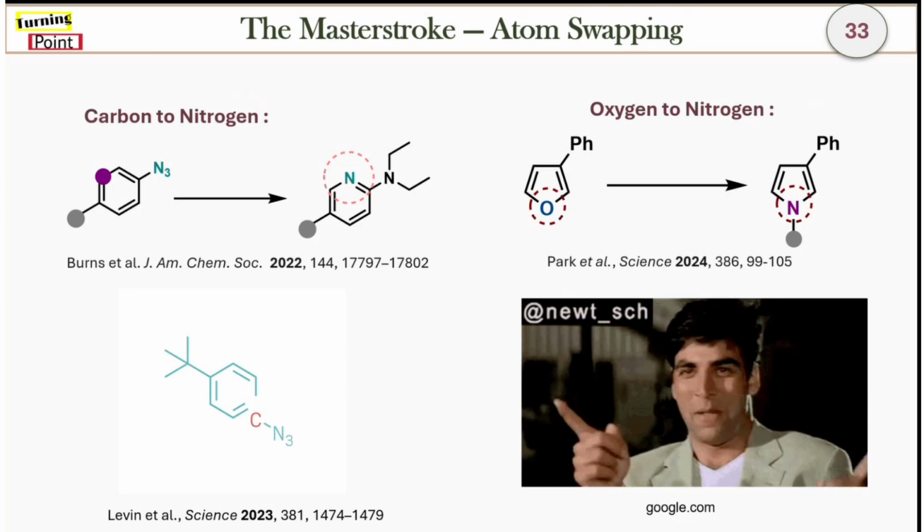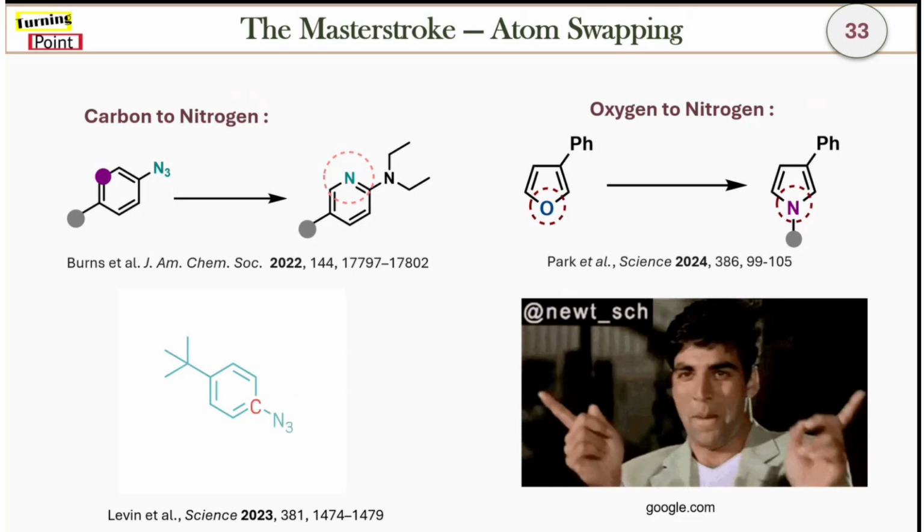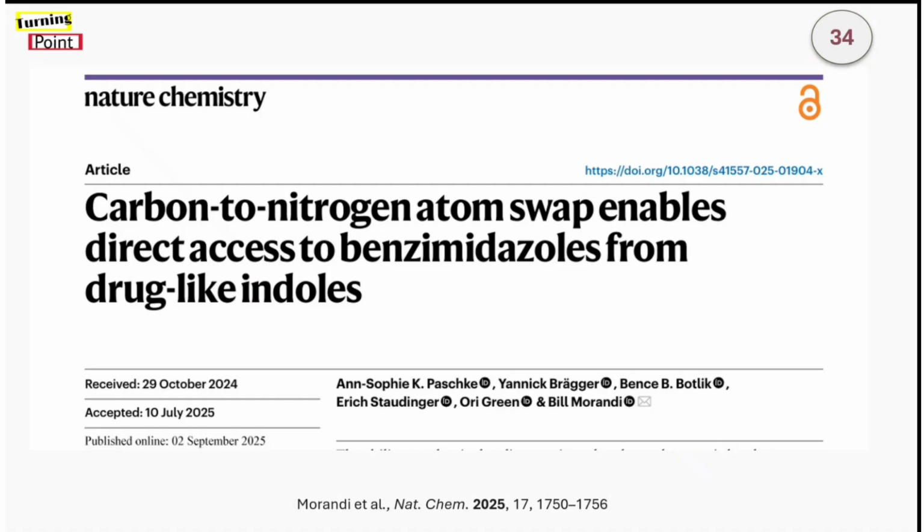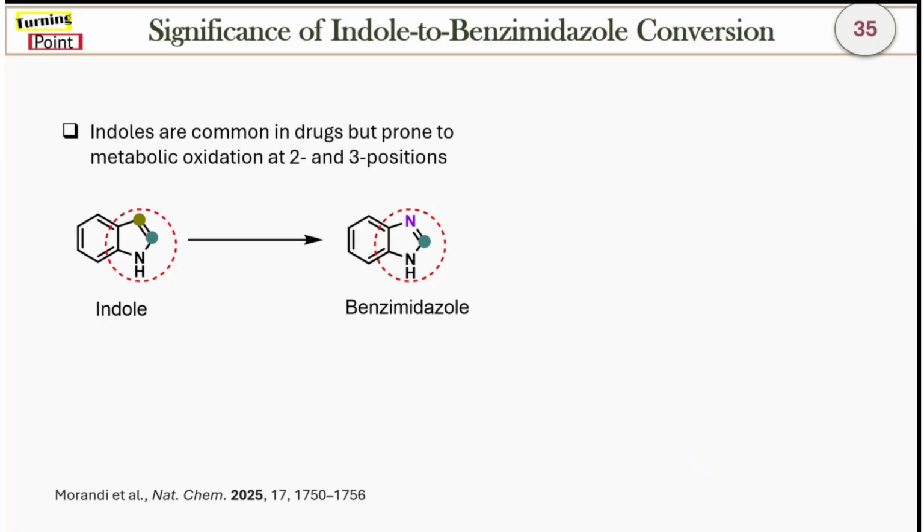So to explain this one, I am presenting the last paper, which is the example of carbon to nitrogen atom swap, where they have shown the synthesis of benzimidazole from indole molecules. Why did they choose the synthesis of this benzimidazole? From the previous slide, we have seen that N-heterocycles are very common, and among N-heterocycles, this indole molecule is very common in drug molecules.